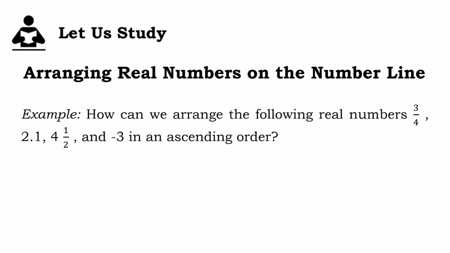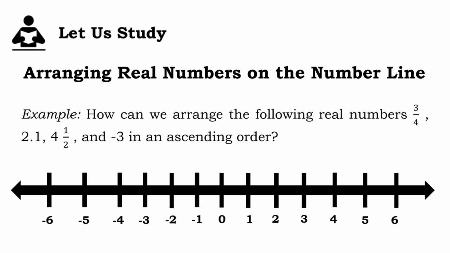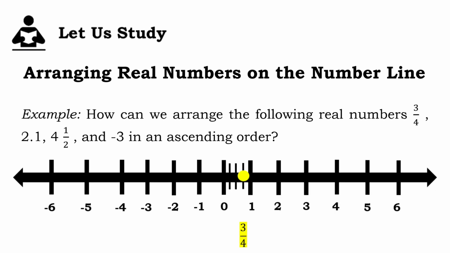How can we arrange the following real numbers 3/4, 2.1, 4 1/2, and -3 in ascending order? First, we need to draw a number line where 0 is at the center, the positive numbers on the right side and the negative numbers on the left side. Okay, let's plot 3/4. Where can we locate 3/4 in our number line? You're right, it's between 0 and 1.